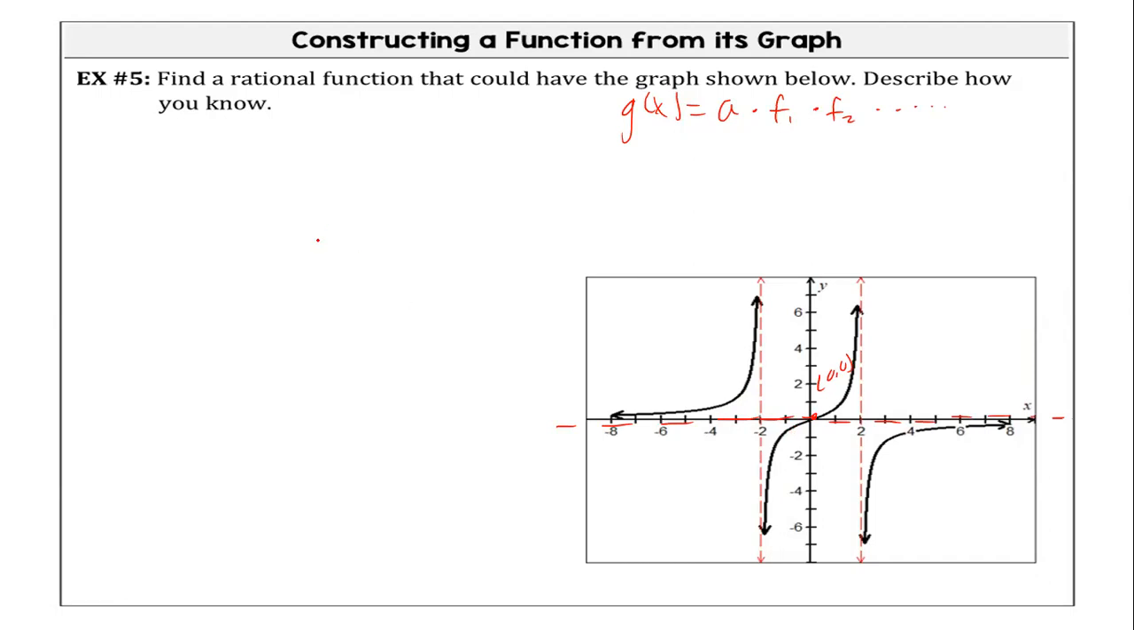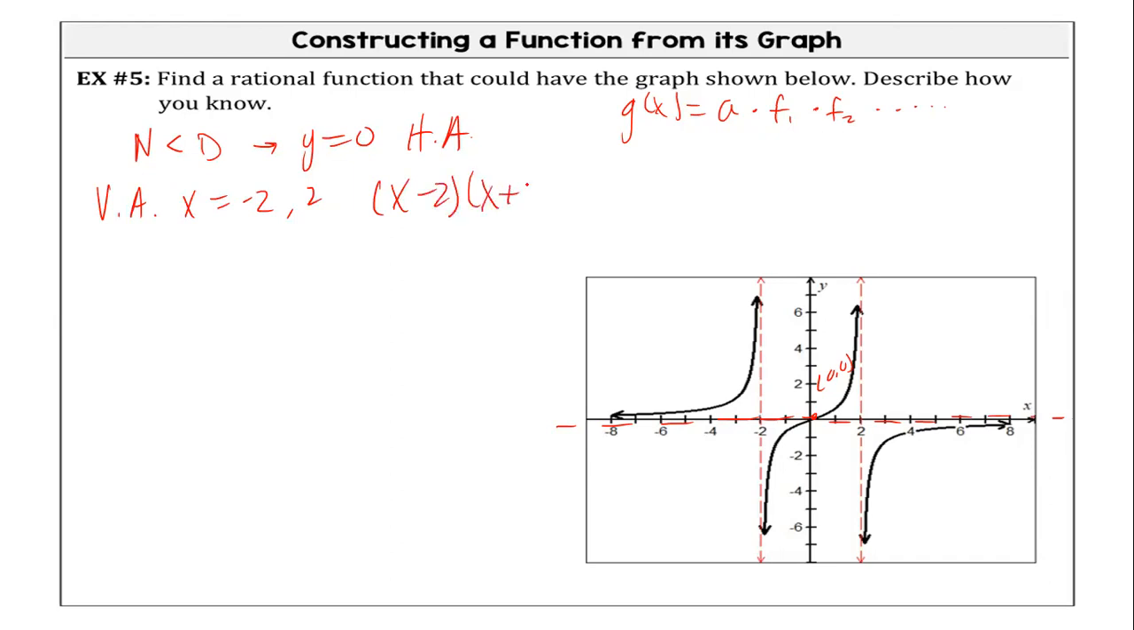So once you start, you're going to work through figuring out what is what and where things are falling. The numerator has to be smaller. So we know that the degree of our numerator has to be smaller than the degree of our denominator. We know that we have vertical asymptotes, and this is because we have a y equals 0 horizontal asymptote. We know because of our vertical asymptotes at x equals -2 and +2 that our factors in our denominator have to be x minus 2 and x plus 2.